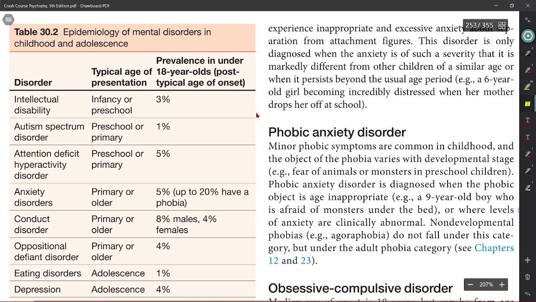Phobic anxiety disorder. Minor phobic symptoms are common in childhood, and the object of the phobia varies with developmental stage. For example, fear of animals or monsters in preschool children. Phobic anxiety disorder is diagnosed when the phobic object is age inappropriate, for example a 9-year-old boy who is afraid of monsters under the bed, or where levels of anxiety are clinically abnormal. Non-developmental phobias like agoraphobia do not fall under this category, but under the adult phobia category.